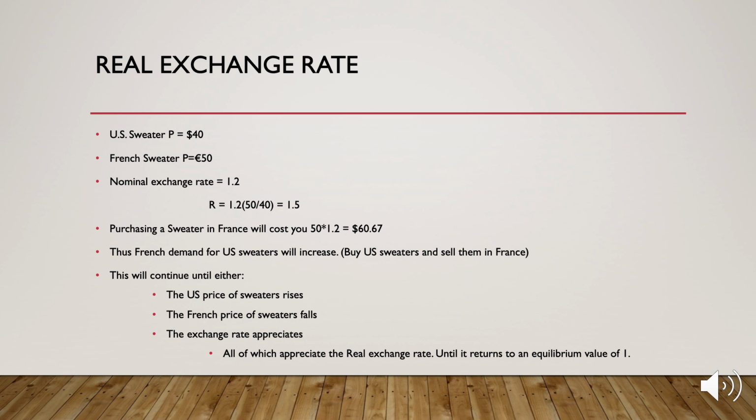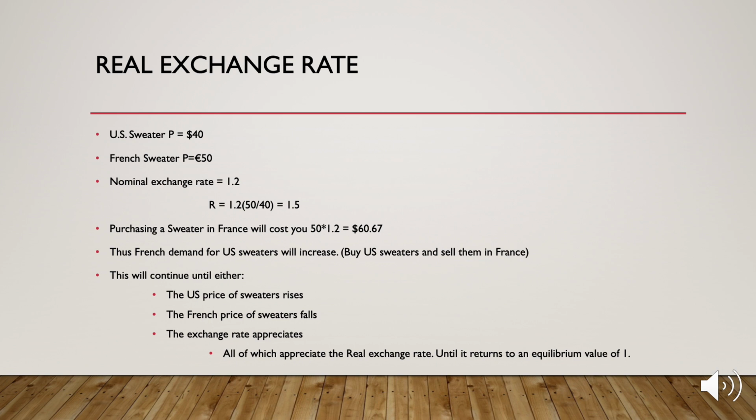Our real exchange rate is 1.2, the exchange rate, multiplied by the euro price of sweaters, 50, and divided by the US price of sweaters, 40. Our real exchange rate has a value of 1.5. Note that you get a value of a fraction that is greater than 1 when the numerator is bigger than the denominator, right? So as soon as this fraction goes over 1, you know that the numerator is bigger than the denominator. And the numerator has two components, remember, the nominal exchange rate and the foreign price of sweaters. So the real exchange rate's 1.5.